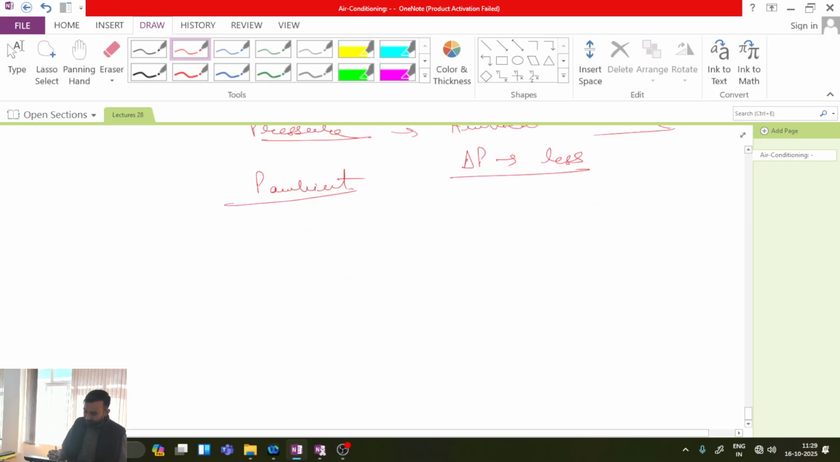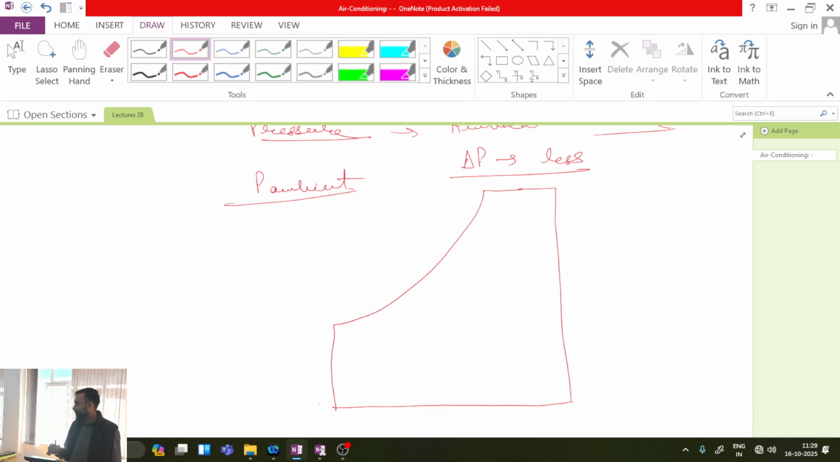Now, if you refer to the psychrometric chart, knowingly or unknowingly, whatever I am going to draw now, in many textbooks of your engineering thermodynamics or other subjects, you might have seen this shape. If some of you have seen it, let me know. Any one of you have seen a chart something like this? No?